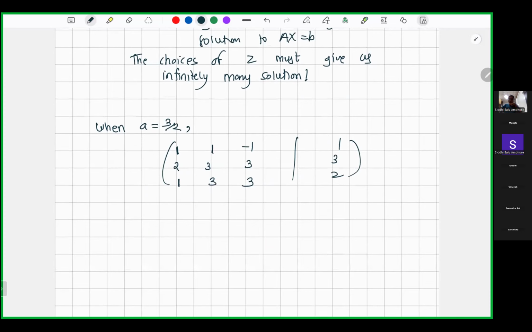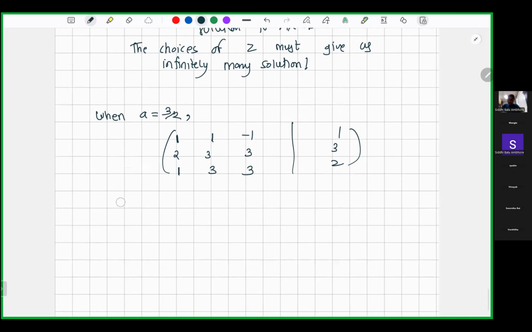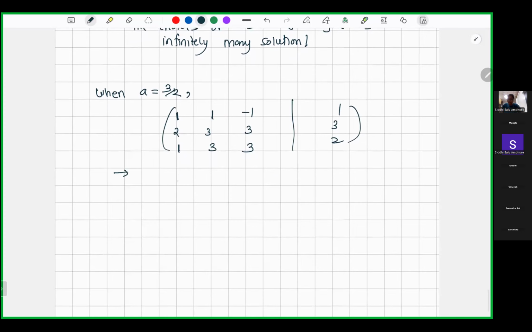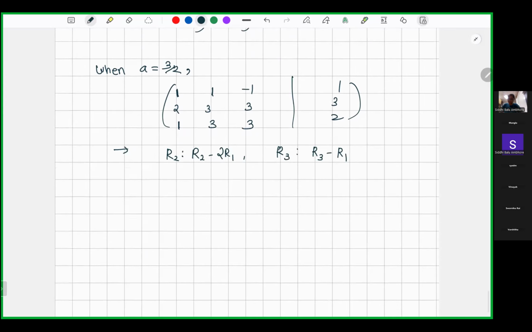So yeah, now I need to again do row operations and check what I get. I mean, we could also get infinitely many solutions here, but let's see. So again, R2 goes to R2 minus 2 R1, and R3 goes to R3 minus R1, and I will get 1, 1 minus 1, 0, 0 here, and 3 minus 2, 1 here, and now 2 minus 1, 1 here.